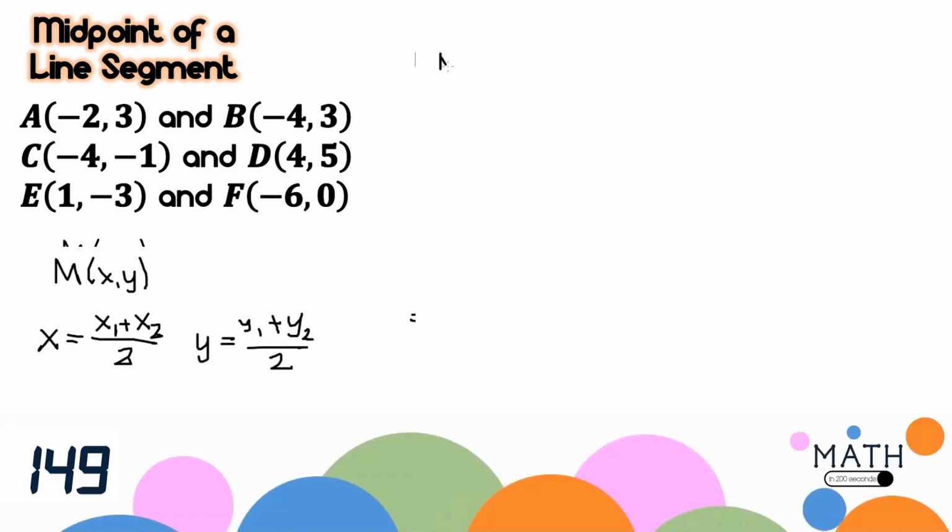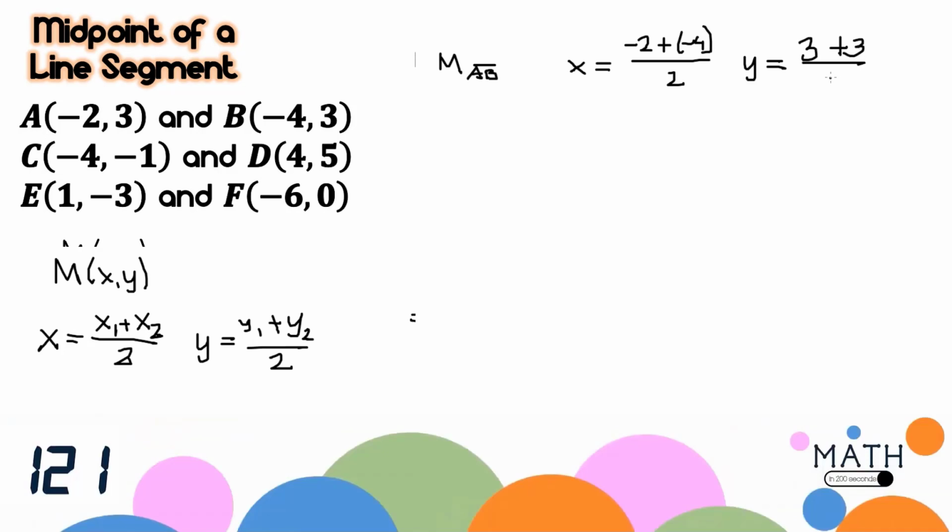So let's start with the midpoint of line segment AB. Again, it's x, y, so we'll start with the x. X is the average of 2 points. And again, it doesn't matter here which point is considered your first or second point. You will just average them. Let's have A. So you have negative 2 plus negative 4 over 2. And for your y, simply average the y coordinates: 3 plus 3 over 2.